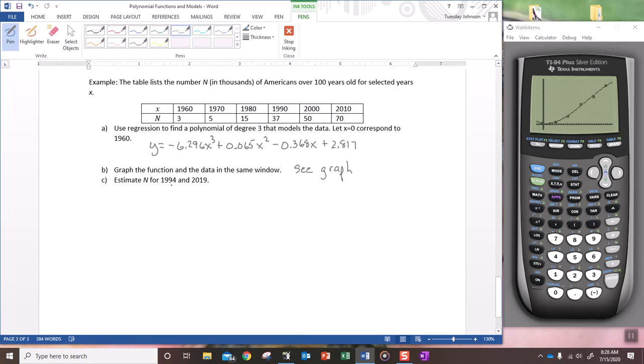Estimate n for 1994 and 2019. Well, I know that 1994, 1660, huh? That's been thinking too much about my history of math class. 34. So my x value will be a 34. What I can do is I can trace, and I'm going to go down to the curve, and I'm going to input 34. It looks like it'll be 41. Let's call it 41.